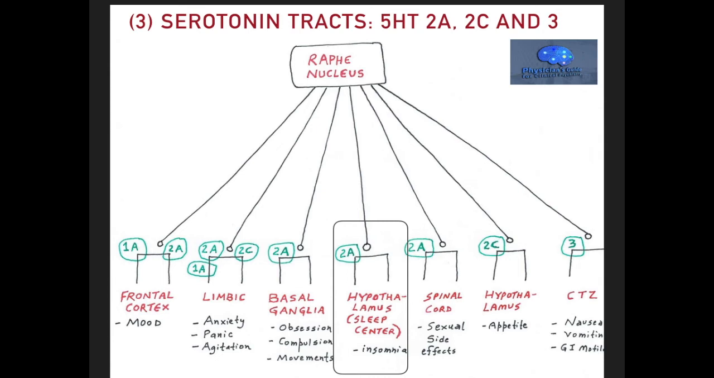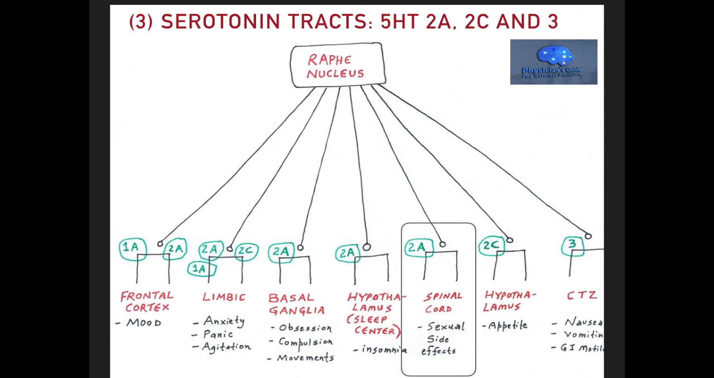So again, if you give serotonin 2A antagonist, they will show improvement in insomnia. So one more benefit of antagonizing serotonin 2A receptors here. Now, moving to our next projection, which is down to spinal cord, which actually affects your spinal reflexes and is responsible for sexual side effect of antidepressants.